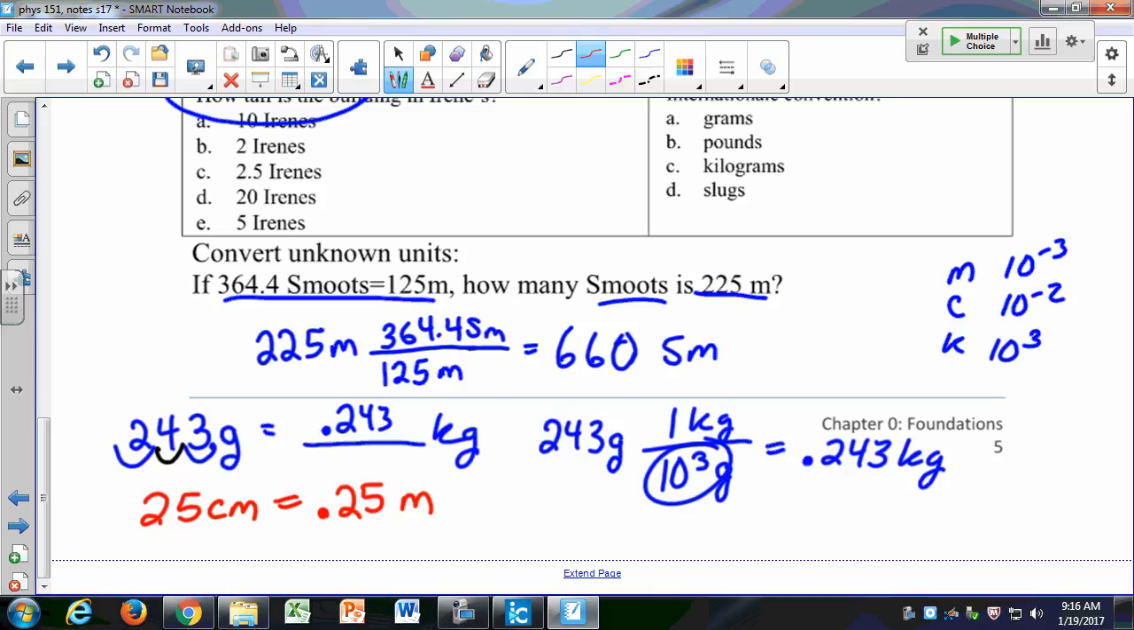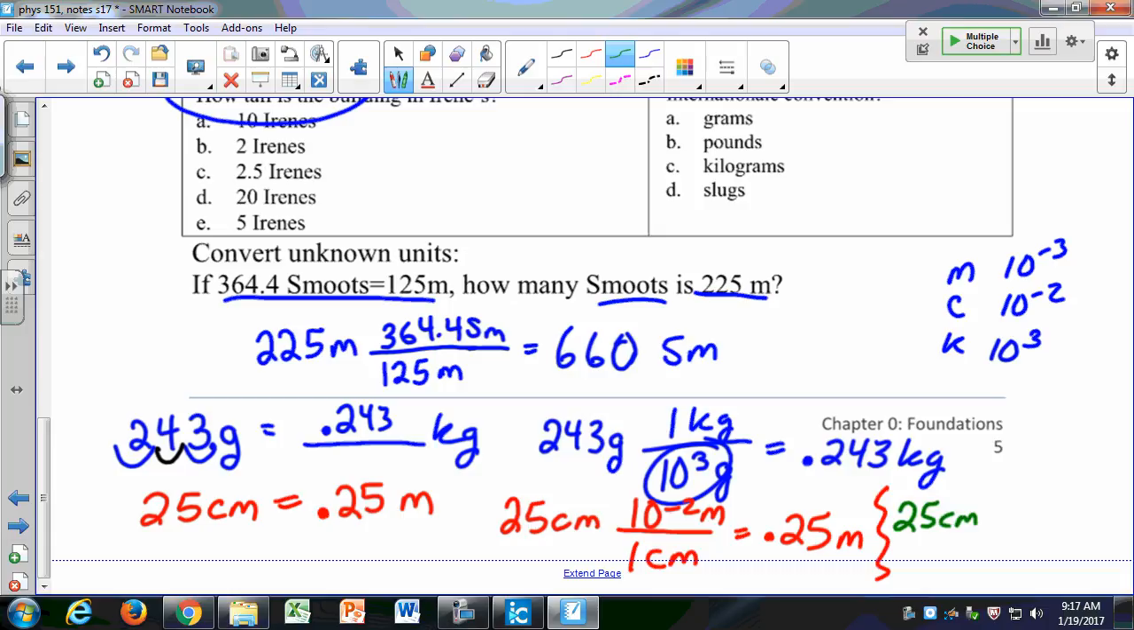But again, if you want to do this rigorously, you would say 25 centimeters, and then multiply it by your conversion factor. 1 centimeter is equal to 10 to the minus 2 meters, and then that would be 0.25 meters. Or you could do it a slightly different way. You could say 25 centimeters, my unit conversion factor, 1 meter is 100 centimeters. And that would give you the same answer. Okay? But you just need to know these metric prefixes.